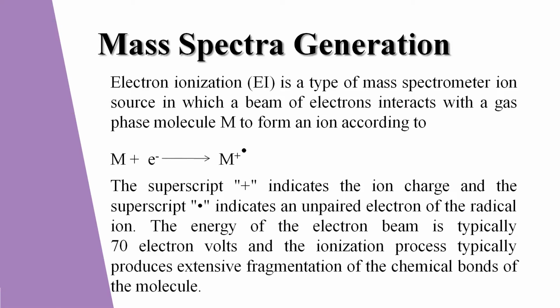The molecule gives up an electron to produce an ion. The superscript plus indicates the ion charge and the superscript dot indicates an unpaired electron of the radical ion. The energy of the electron beam is typically 70 electron volts and the ionization process typically produces extensive fragmentation of the chemical bonds of the molecule.